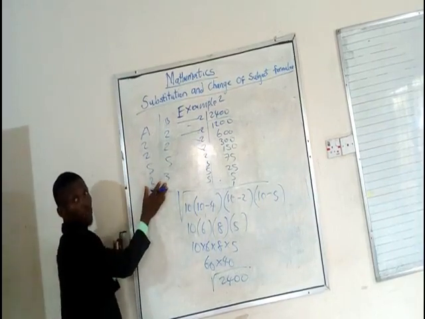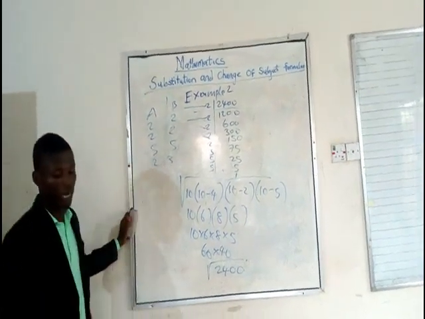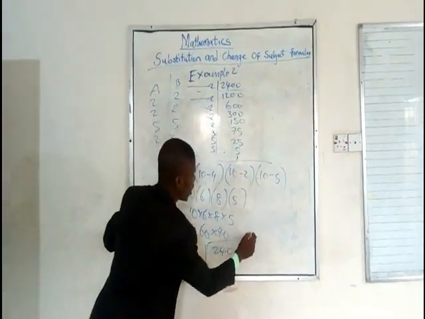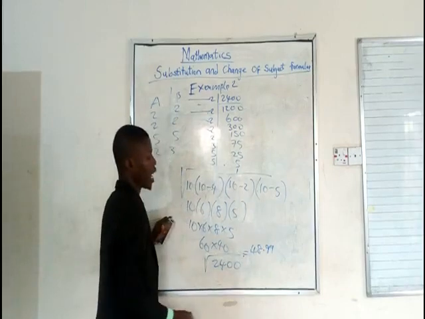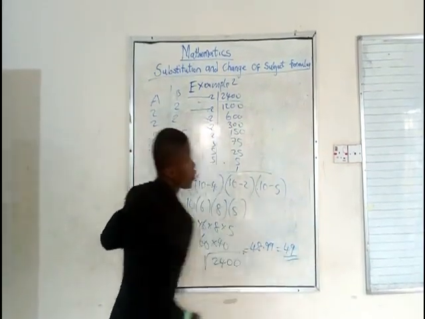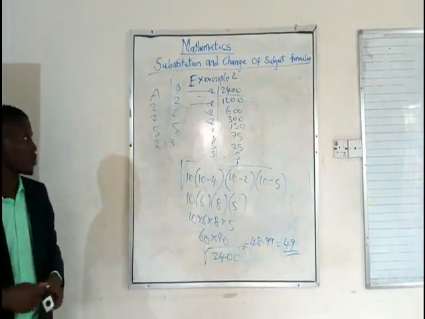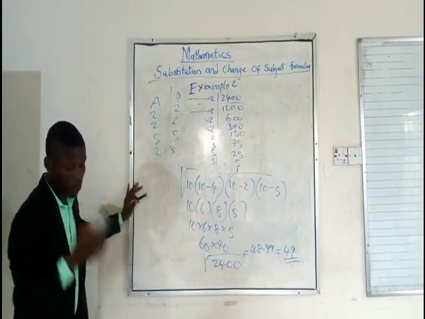So it's not balanced, so we have to make use of our calculator. If you use your calculator, you are going to get 48.9999, then you approximate to 49. A equals 49. Okay, example 4.